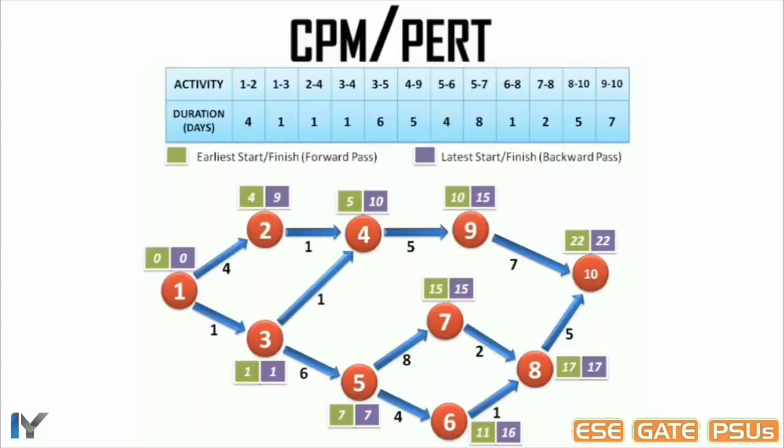Finally, to get the critical path for this network, closely look at the values of both the boxes of forward pass and backward pass at each node. All the nodes where these two boxes have the same values are known as critical activities, and by joining all of them we will get the critical path, as in this case the critical path is 1, 3, 5, 7, 8, 10, and the maximum duration is 22 days.